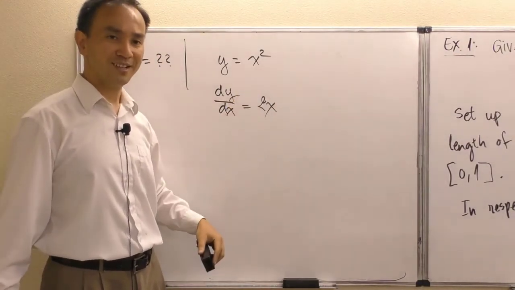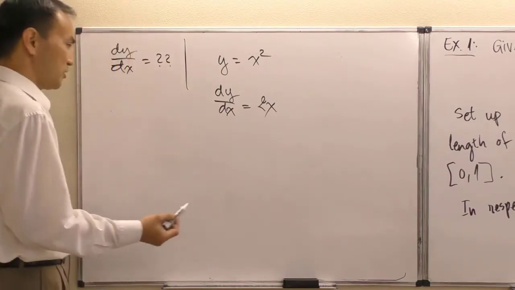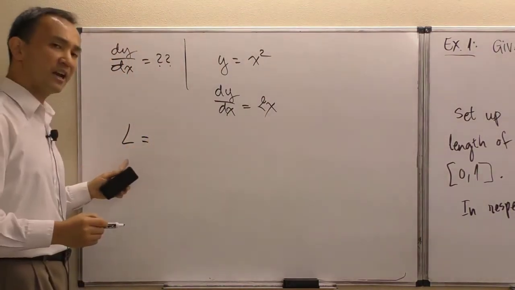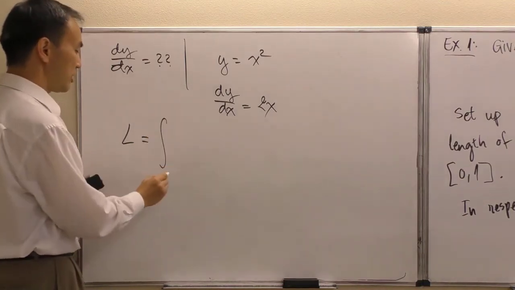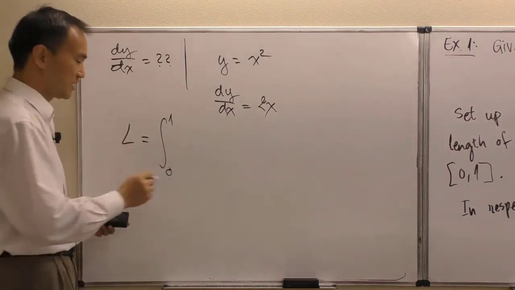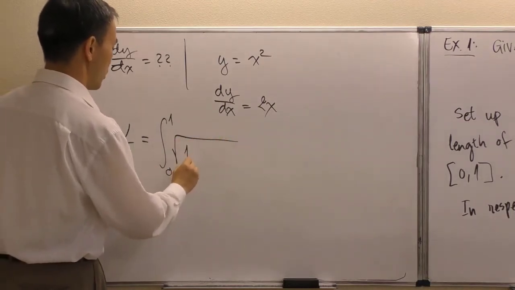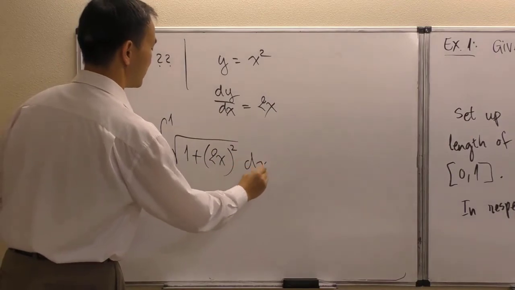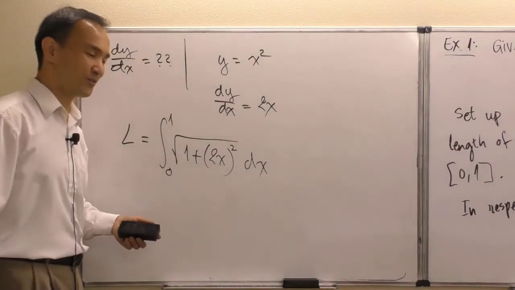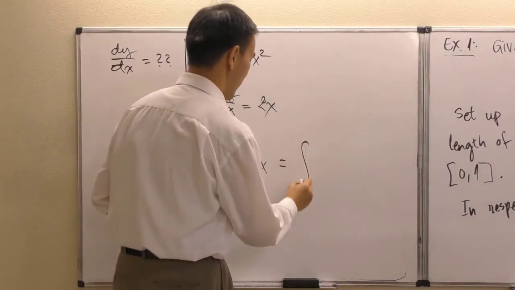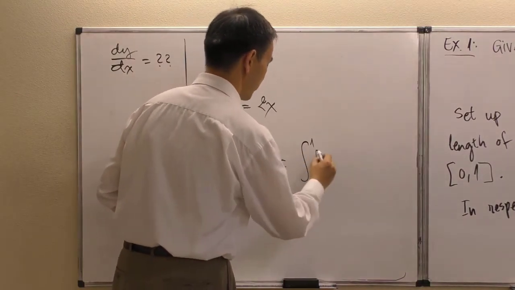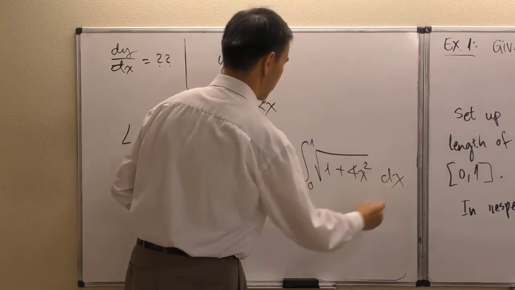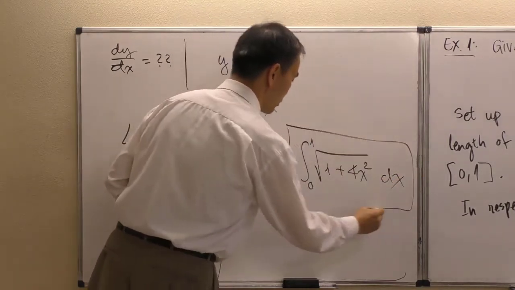That's 2x. All right, so now we are ready to calculate the length of that arc. It's accumulation from 0 to 1 on the x-axis, where we go square root of 1 plus 2x all squared with a dx. You can also write this as an integral from 0 to 1 of the square root of 1 plus 4x squared dx. But as far as setting up the integral, we are done.